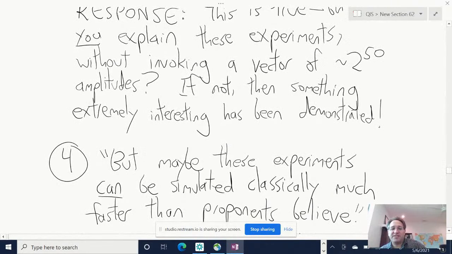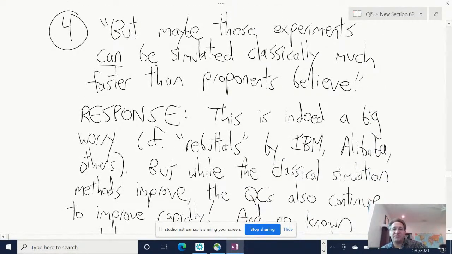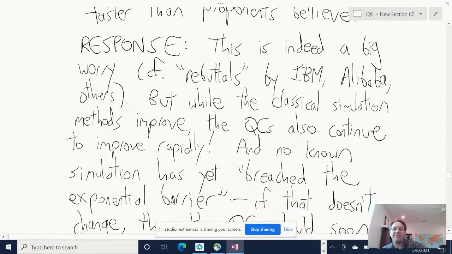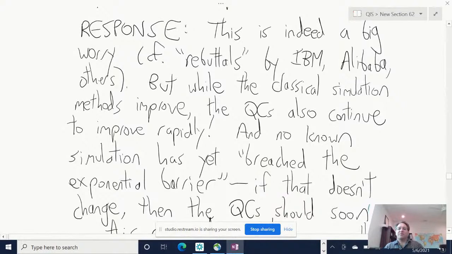Okay, now a fourth objection is, okay, but how do we know that these quantum supremacy experiments were really doing something that was hard for a classical computer, right? Maybe they can be simulated classically much faster than the proponents believe. So my response is, that is indeed a really big worry. And in fact, after Google's quantum supremacy claim came out, there were rebuttals by IBM, which is Google's main competitor in superconducting qubits, which said, we don't think Google has achieved quantum supremacy. They sketched how they thought that they could simulate the results.